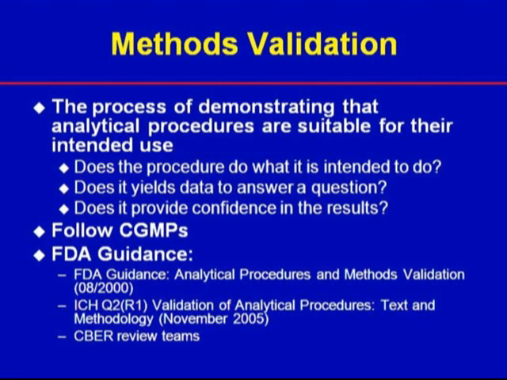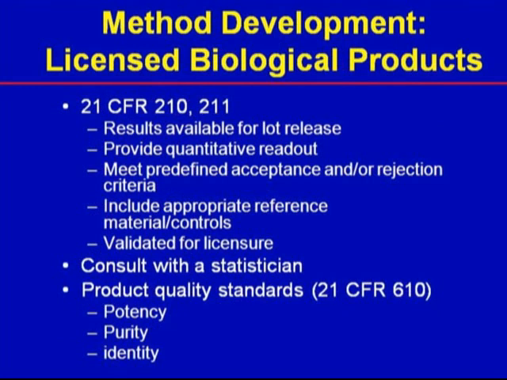As discussed on the next slide, assay validation requirements are defined in the CGMP regulations. An FDA guidance document, Analytical Procedures and Methods Validation, published in 2000, and the ICH guideline Q2R1, Validation of Analytical Procedures, published in 2005, have been developed to help manufacturers meet validation requirements. We also recommend you consult with your CBER review team. Method development and validation are aspects of CGMPs that can be implemented incrementally during clinical development.